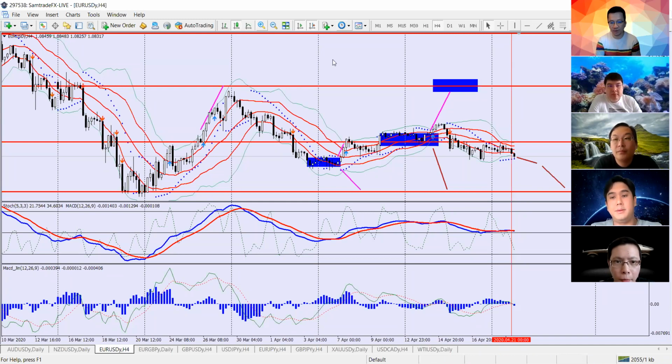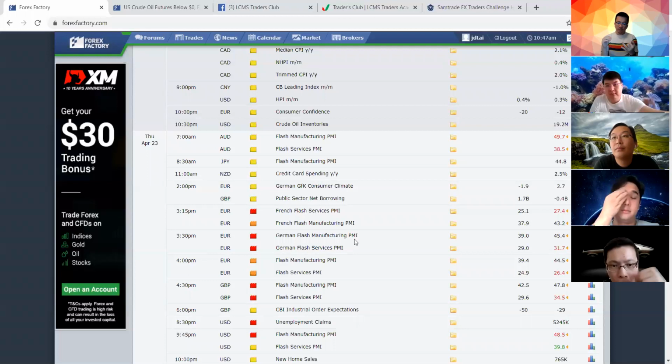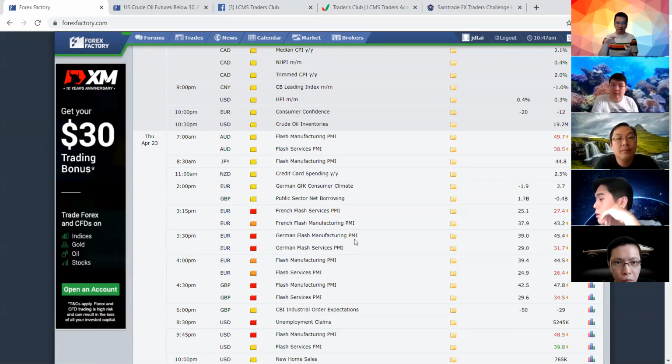Why I also anticipate that the news could drive euro lower is because, looking at the news, it's all about manufacturing, it's all about services. PMI numbers are about business performance, right? As in the Purchasing Managers' Index. So it's about business performance, it's about employment, it's about performance.